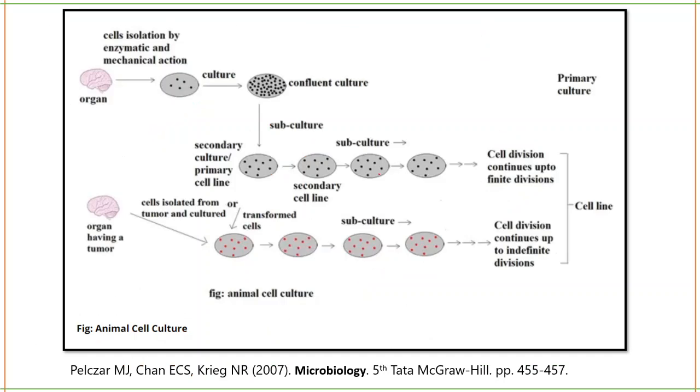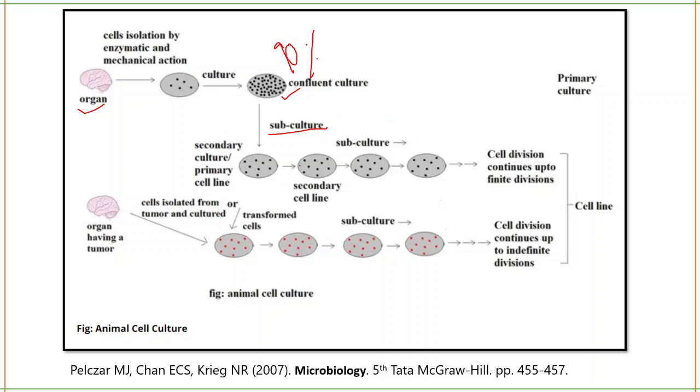Okay, so this is the diagram of your animal cell culture. This is your brain. You're going to remove some cells from the brain and culture them. When the culture is confluent, you can see here, this is the culturing. Confluence means crowding. See, so many cells are present. When you find the confluency is more than 90 percent, you're going to subculture, which is called secondary culture.